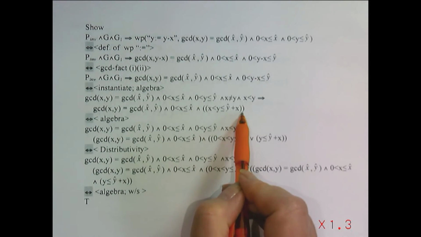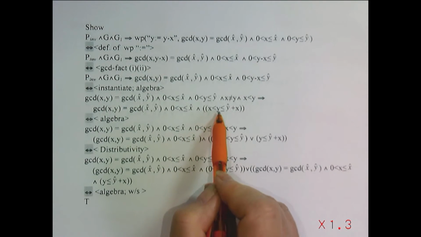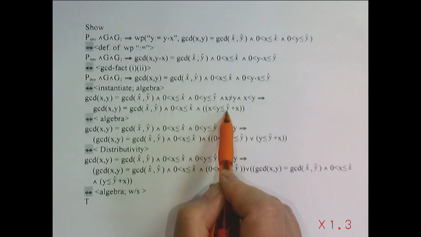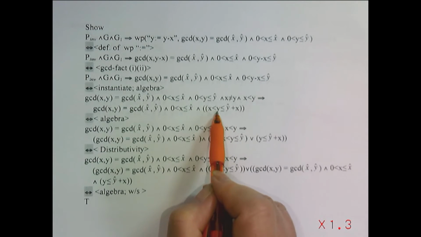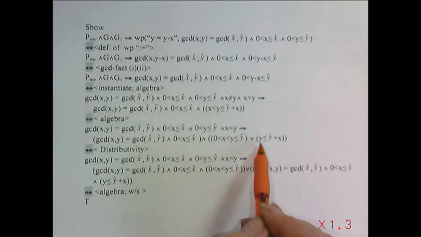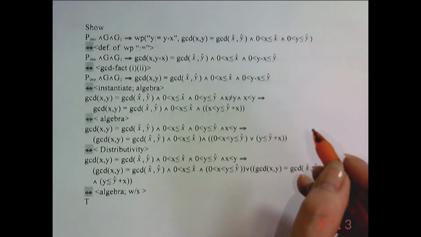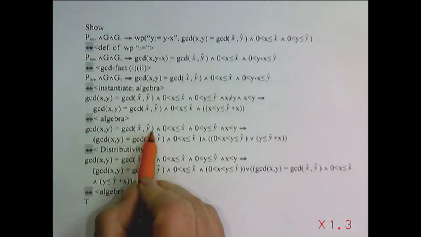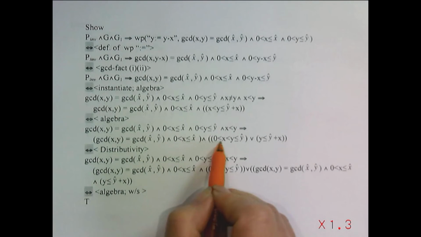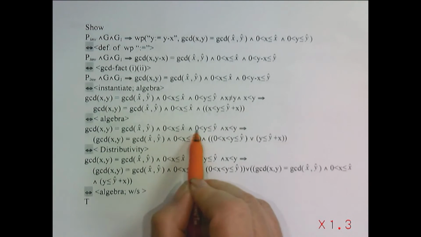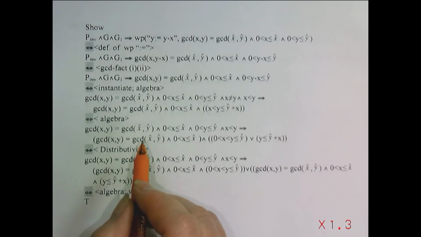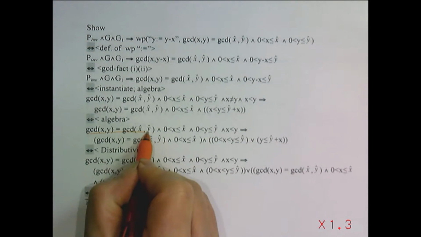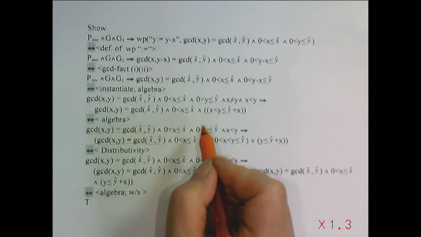And the inequality can be broken into x is less than y is less than or equal to y hat, or y is between y hat and y hat plus x. So that's one of the things that I did. And I looked at the two expressions I have on both sides of the implication and noticed the commonality. There are a lot of them.